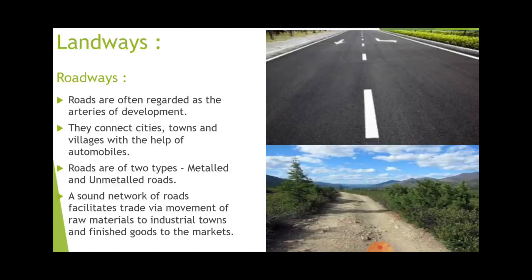With the help of these roads, the raw materials from the rural areas reach the urban areas where the factories or the industries are available. So these roads are very helpful in those regions. A good network of roads facilitates trade via movement of raw material to the industrial town and finished goods to the market.